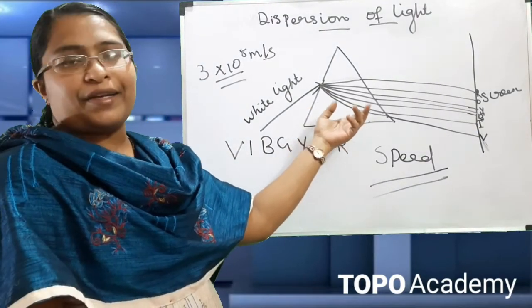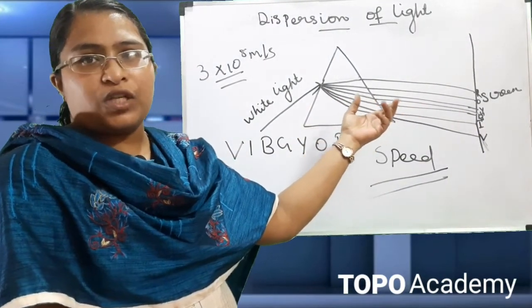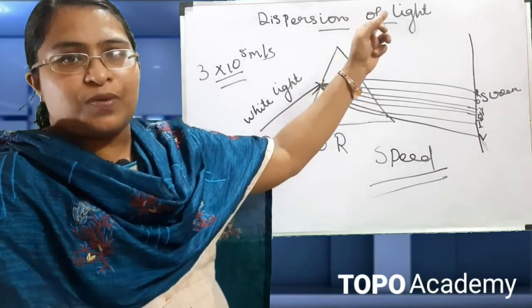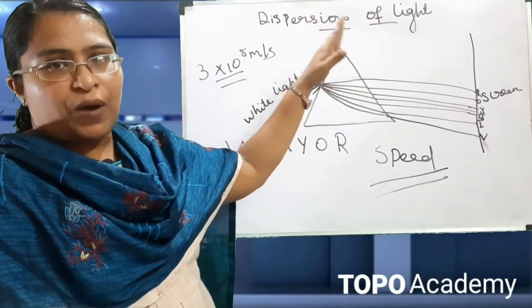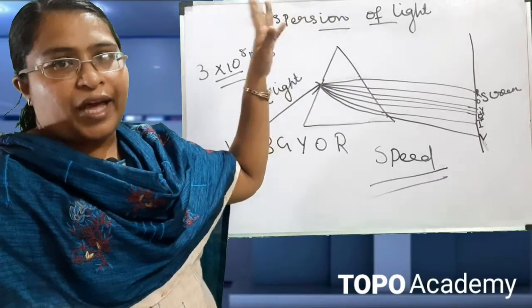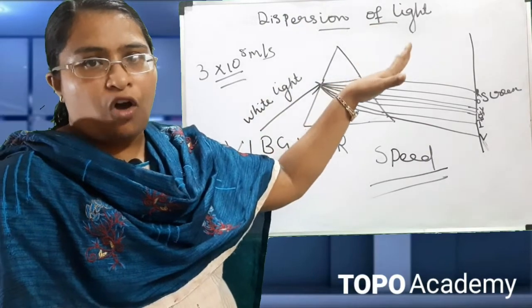The splitting of the white light into 7 colors when passing through the glass prism is known as dispersion of light. So what is dispersion of light? When the white light is passed through the glass prism, it will split into 7 colors. That phenomenon is known as dispersion of light.